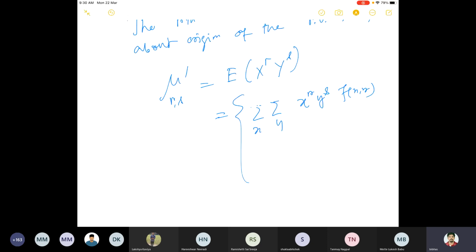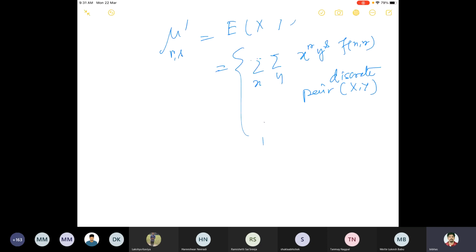So let me write this as discrete pair x y. And if it's continuous, instead of this summation we'll have integration from minus infinity to infinity, minus infinity to infinity, of x to the power r, y to the power s, f of x y, dx dy, when x and y are continuous random variables. So this is the product moment about the origin.